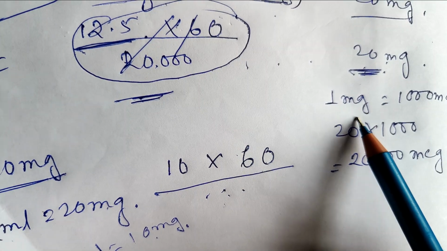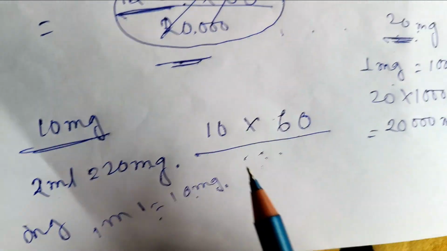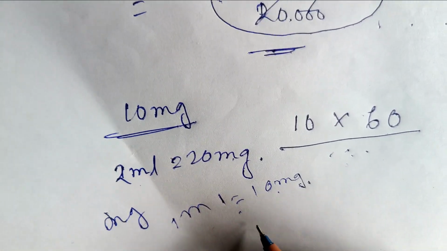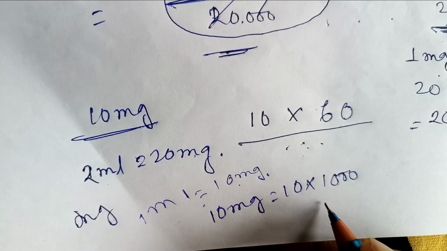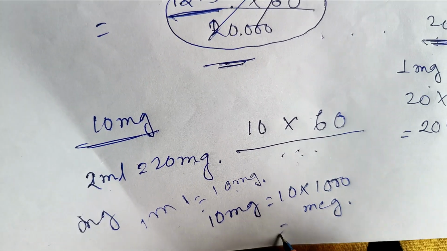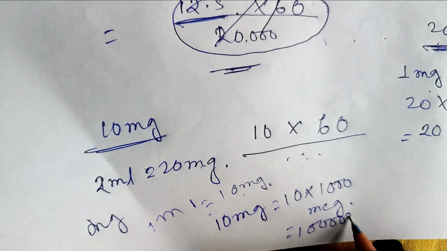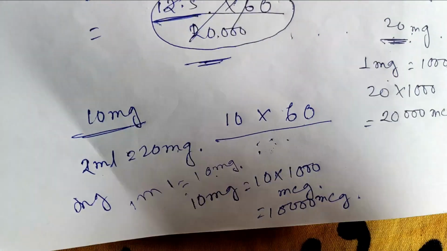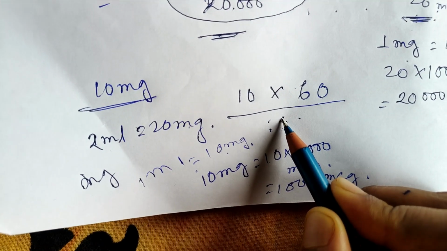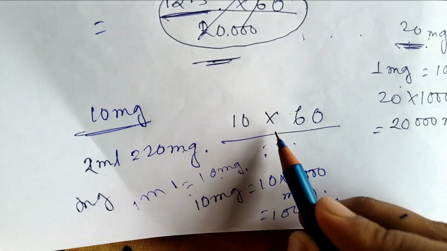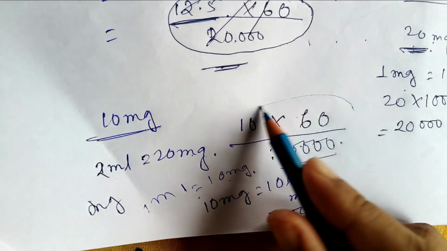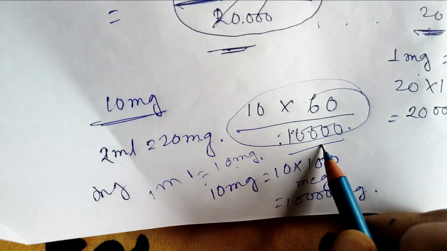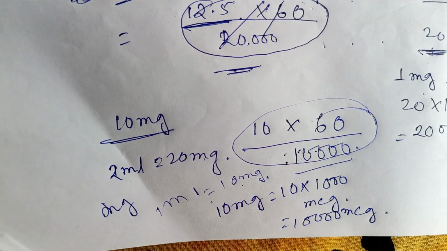1 mg equals 1000 mcg. So 10 mg equals 10 into 1000, that means 10,000 mcg. So you have to divide by the drug dose, meaning what you have in hand, which is 10,000 mcg. By this way we got the patient's dose, which the patient is taking continuously.